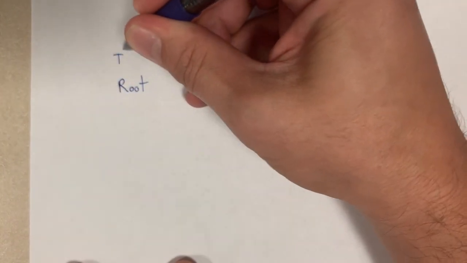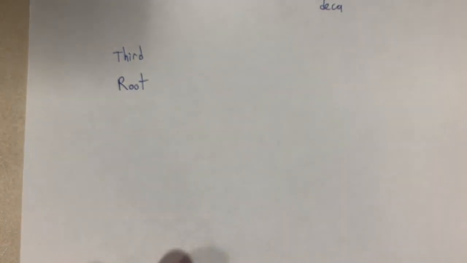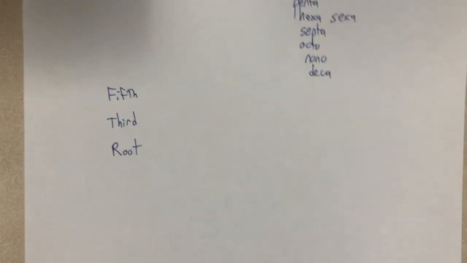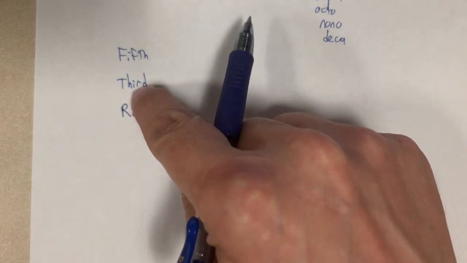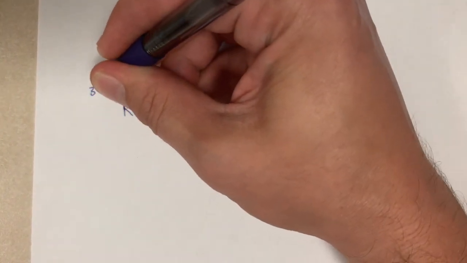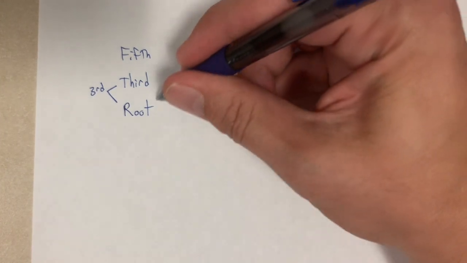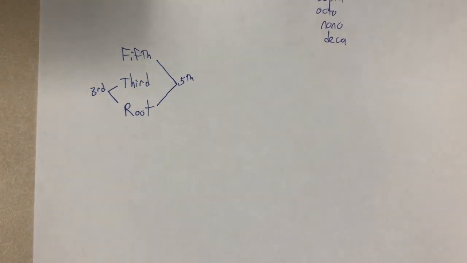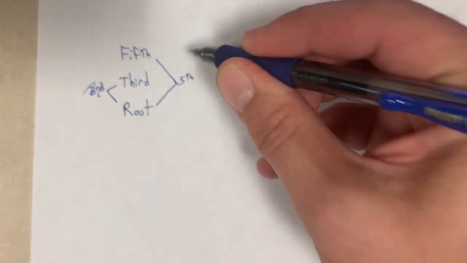And then you have a third, and you have a fifth. And these are helpful names because they also tell you the interval. The third is always some kind of third above the root, and the fifth is always some kind of fifth above the root if it's in this certain special way. But don't think of them like that. I'm even going to cross those out.